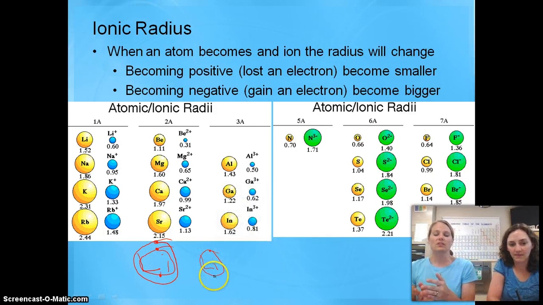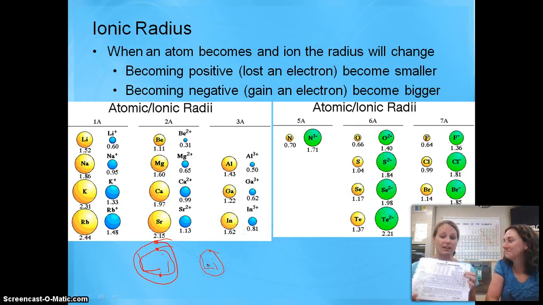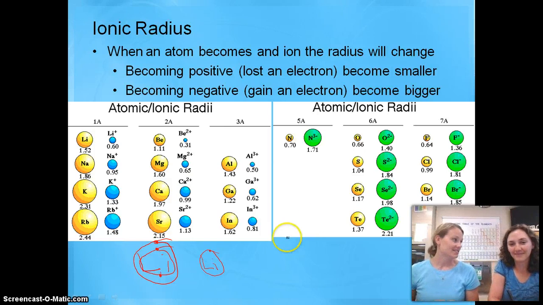Now if we go to the other side of the periodic table, if you're looking at fluorine and we want to draw fluorine, fluorine has 9. Is this too many to draw? Let's just draw the outside one. 1, 2.